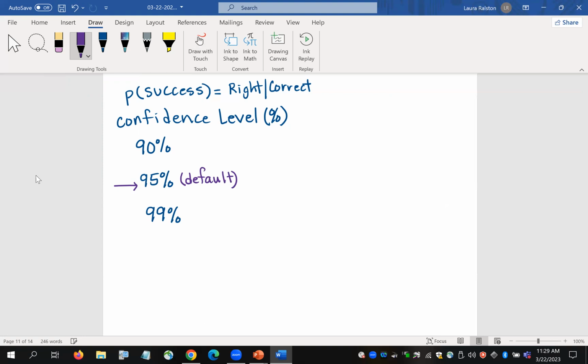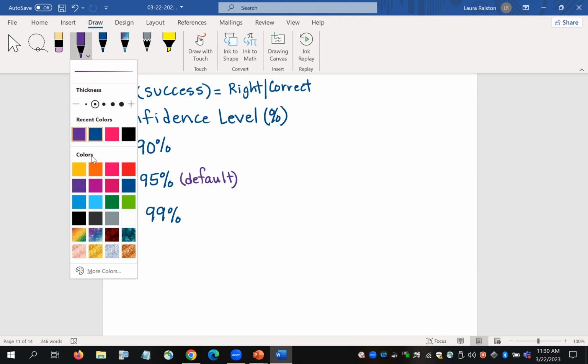Sometimes in research, the researcher will not state the confidence level. They let the reader decide what confidence level they want to use. And the default that is used most often, if it's not stated, is 95%.